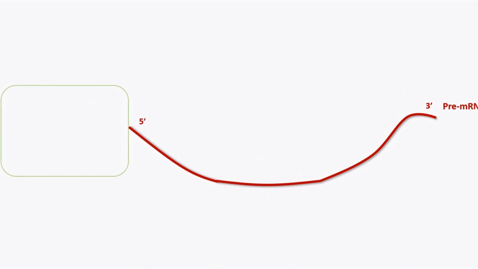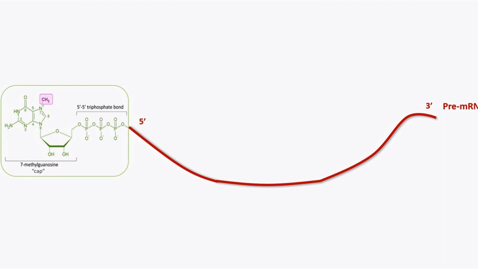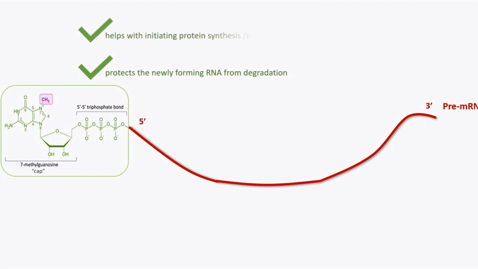While DNA is being transcribed into RNA, a 7-methylguanosine cap is added to the 5' end of the growing RNA transcript by a phosphate linkage. This addition of this phosphate group is important because it protects the newly forming RNA from degradation. It also helps with protein synthesis, or more specifically, translation, because factors that are involved in translation recognize this cap and help initiate translation by the ribosome.